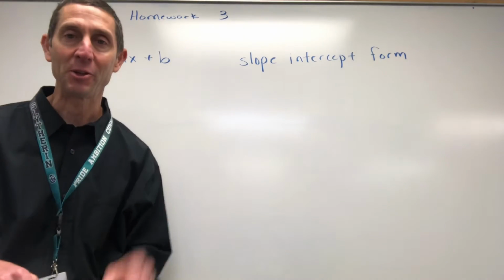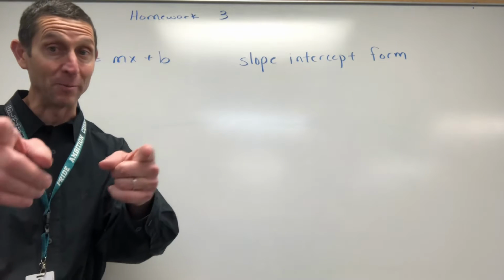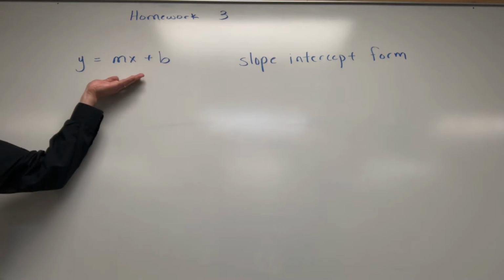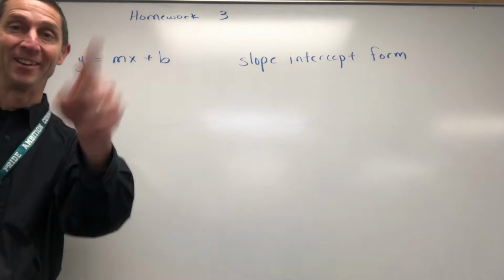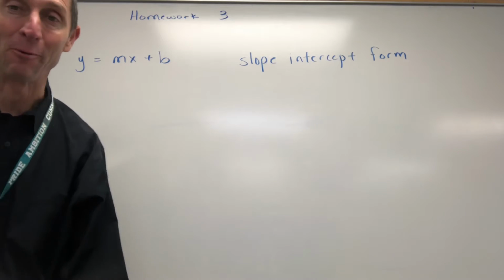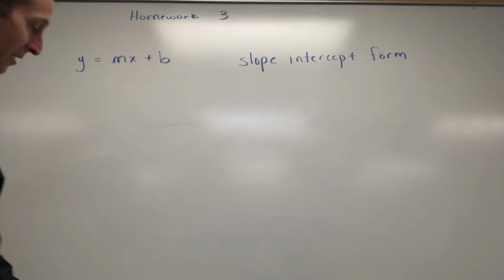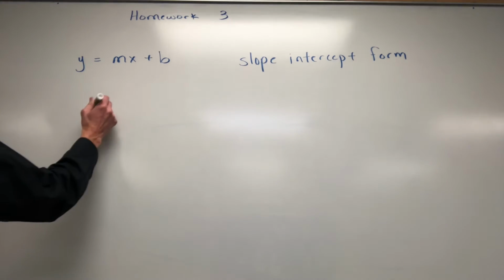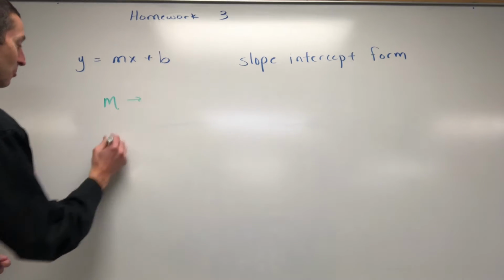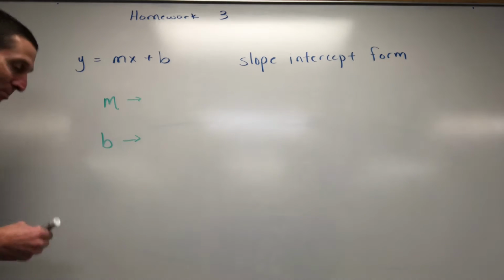Okay, so for this third homework assignment, one of your best friends is back. Y equals mx plus b. Can never get enough of slope-intercept form. So we got to find two things through this whole assignment. We got to find m, got to find b. So let's see if we remember what they stand for. What is m and what is b?